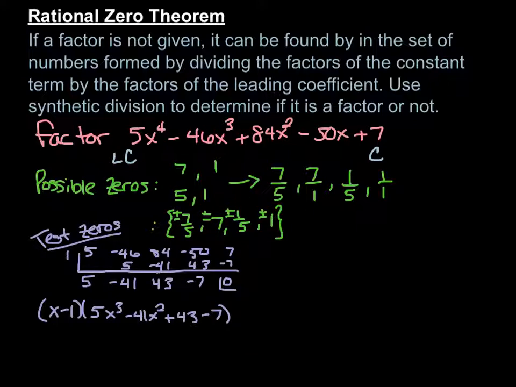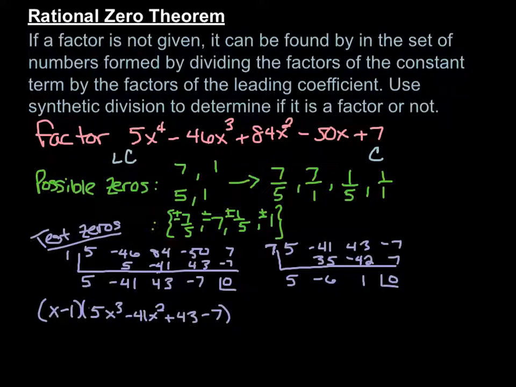I can pick 1 again, but just for keeping it interesting, I'm going to pick 7, just because that's our other whole number. I like to stay with the nice numbers before I get to the fractions. Now I'm going to use these numbers instead of these numbers. So we got 5, negative 41, 43, negative 7. Oh, well, this is working out nice. It's not always going to be perfect, but sometimes you'll get a remainder that's not 0, and you just have to pick a different number.